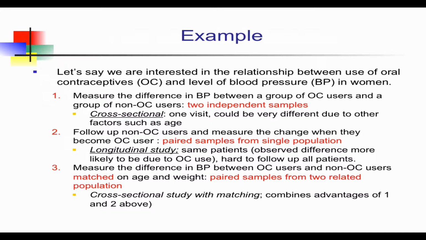So we talked about those three designs. The first design is about the population means of two independent populations, and the second and third are really about the population means of related populations.